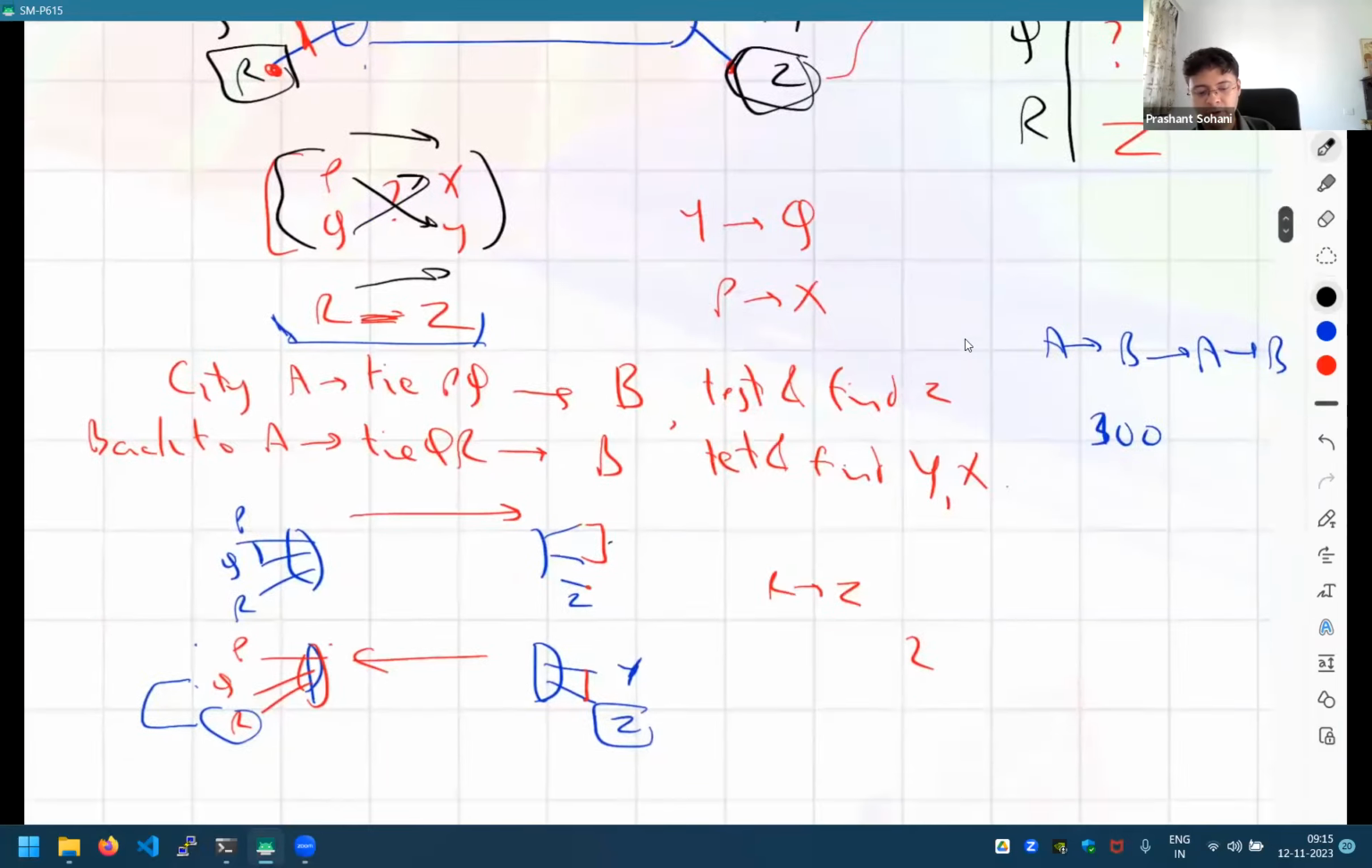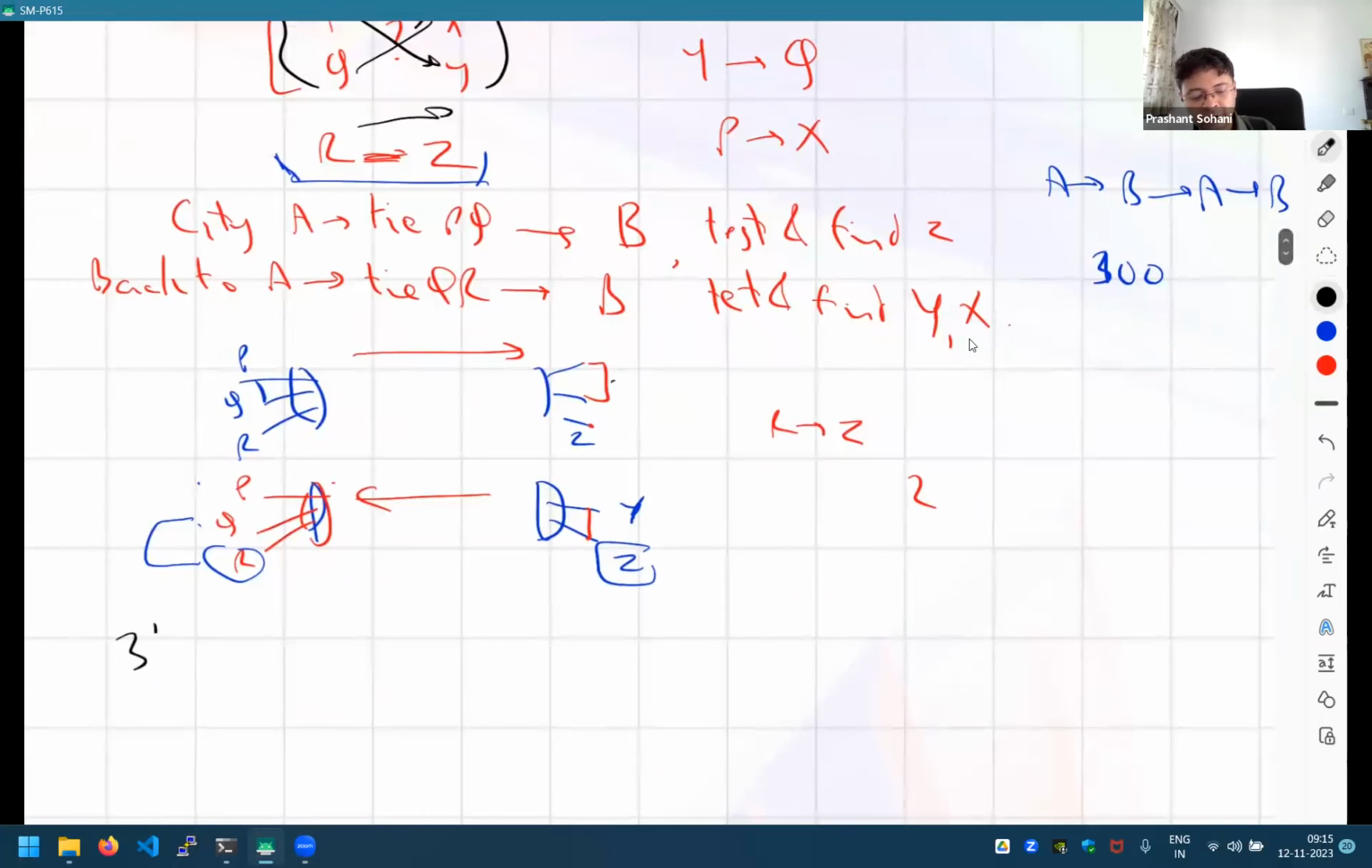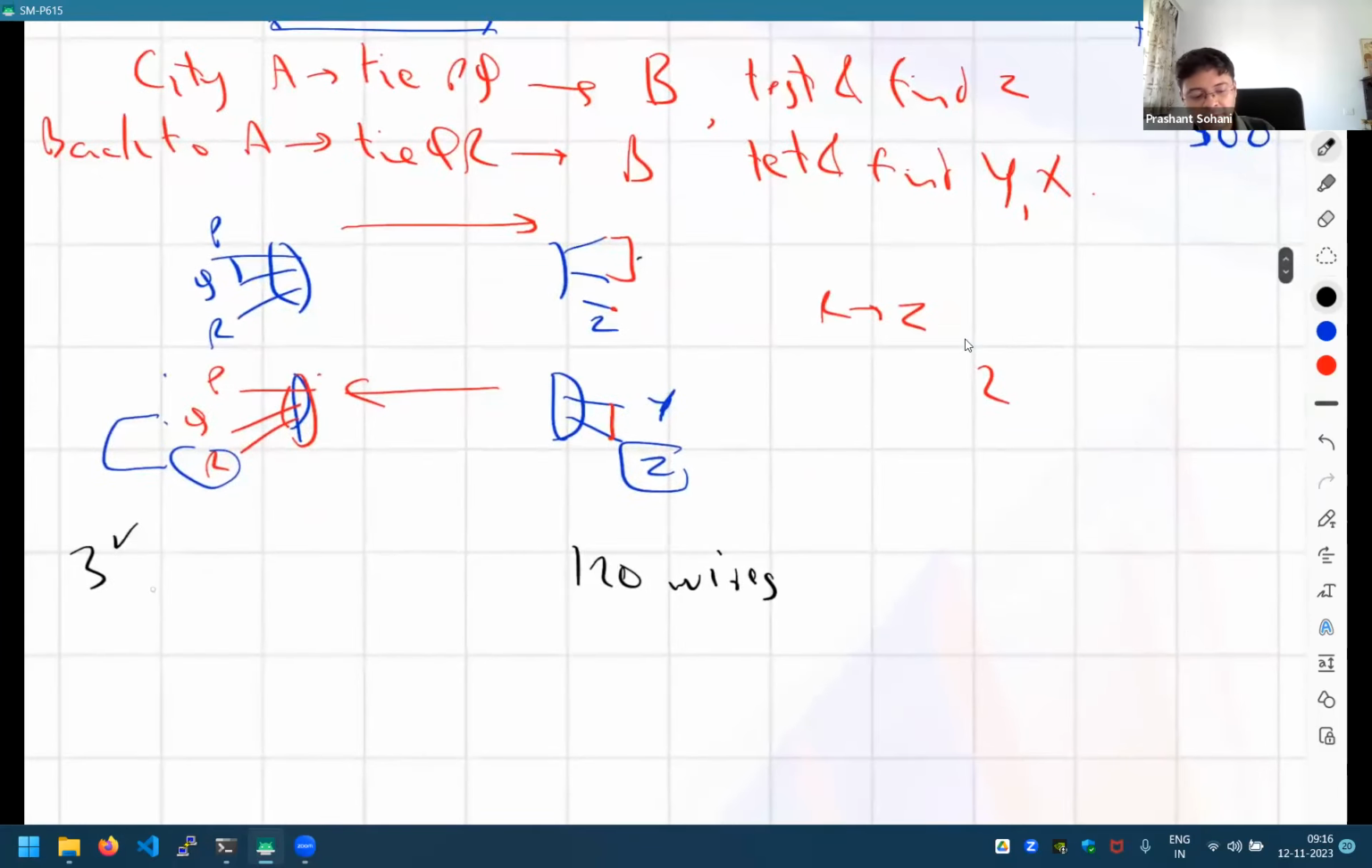Okay. So finally, you have to solve the problem. We currently solved the problem of three wires. Finally, you have to solve the problem of 120 wires. Okay, so maybe let us do a few more intermediate problems. So let us do the problem of six wires.